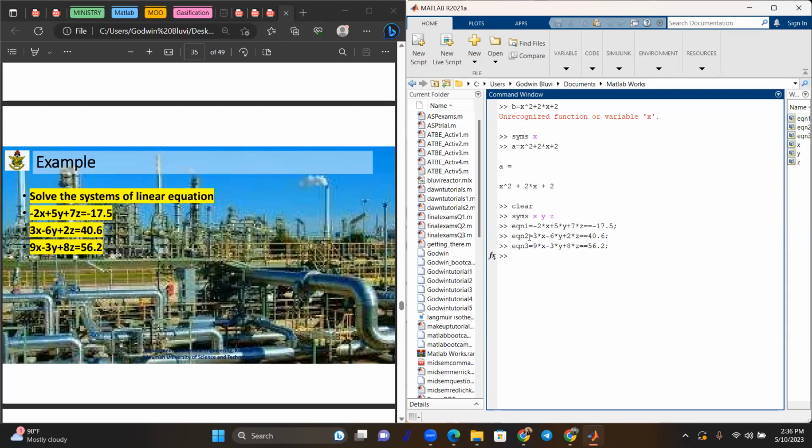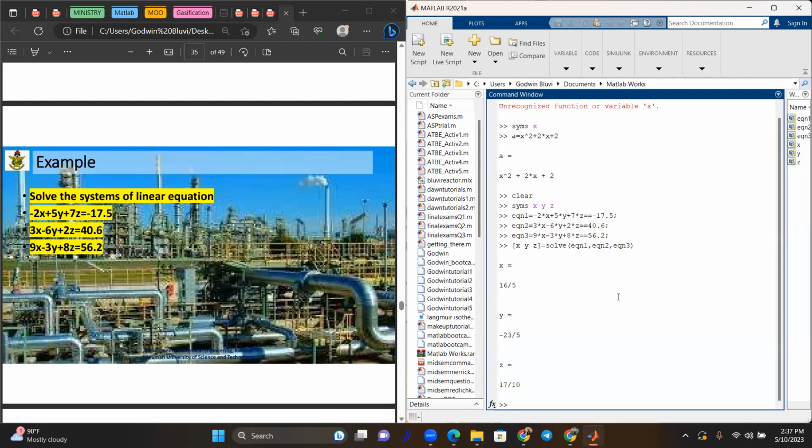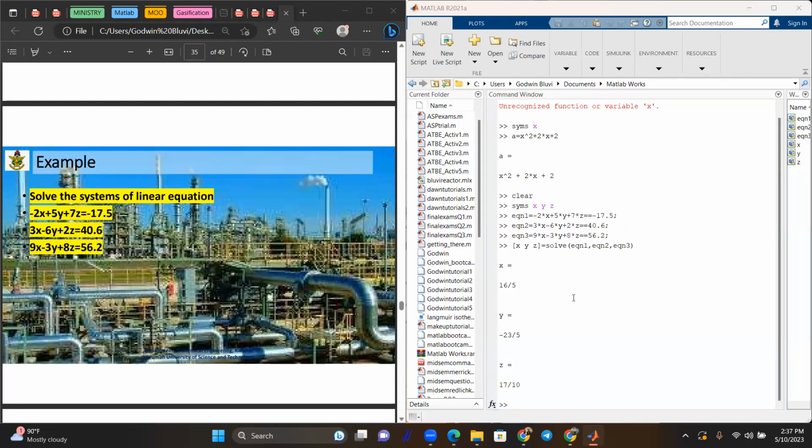Then I suppress these two. The next one I'll do is, I put into brackets what I'm looking for: x, y, and z. Then it's equal to solve equation 1, solve equation 2, and solve equation 3. So you see, in that case, x is 16.5, negative 23.5, 17 over 10.